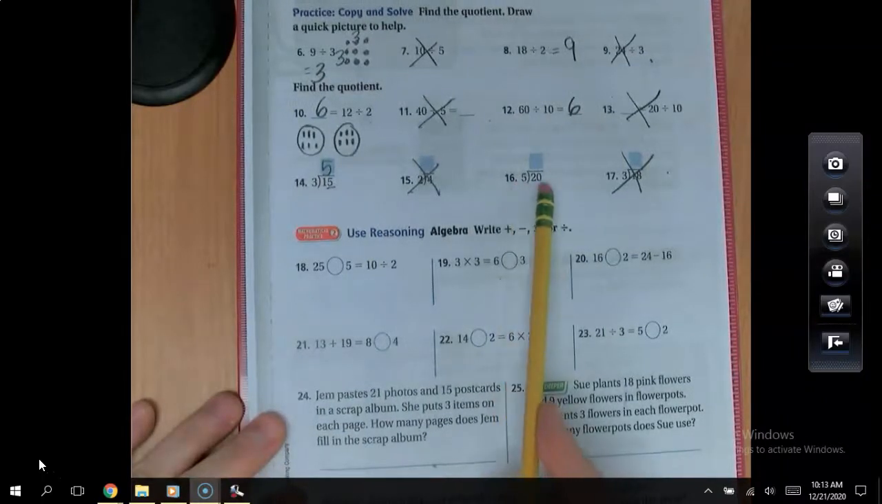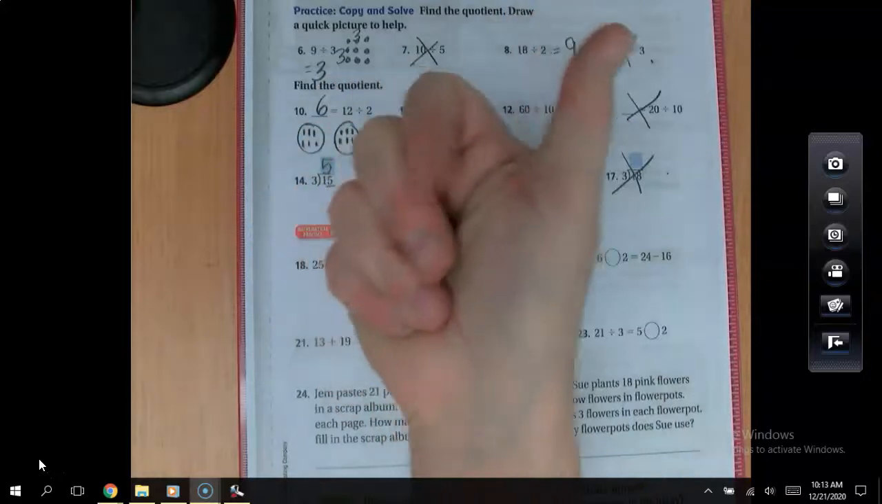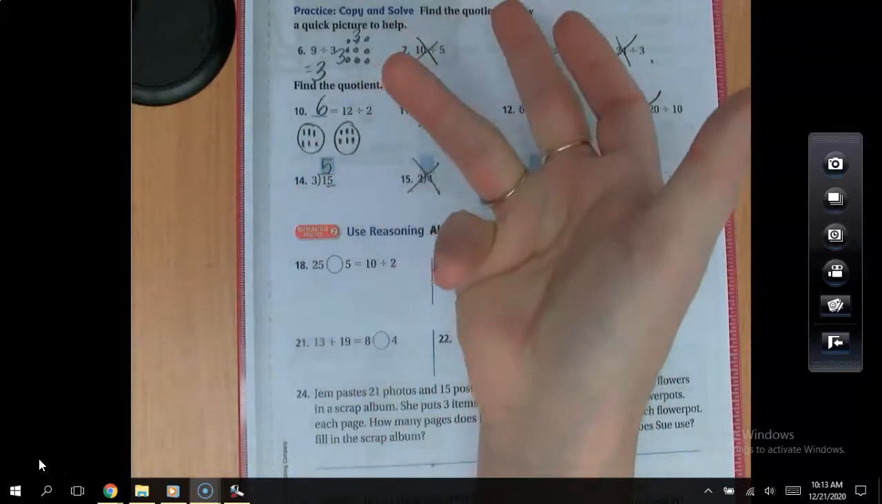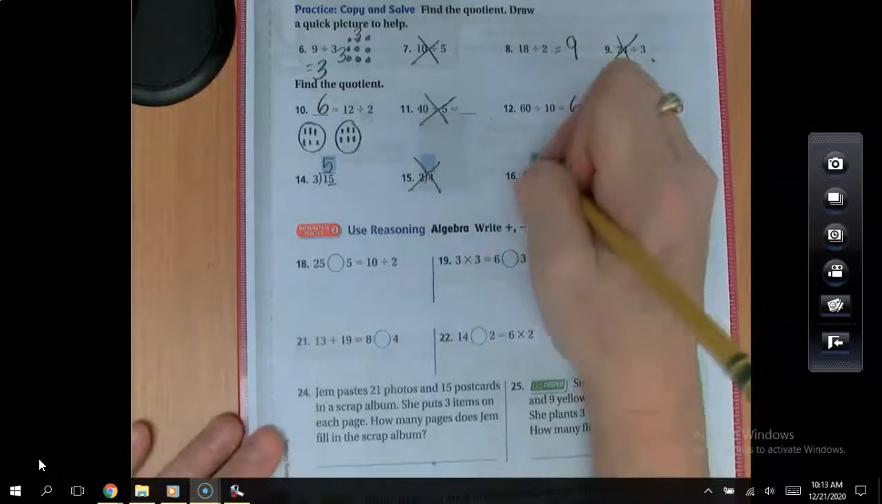Count by fives until you get to 20. 5, 10, 15, 20. How many times did I do it? 4.